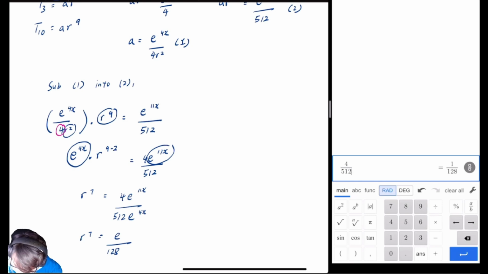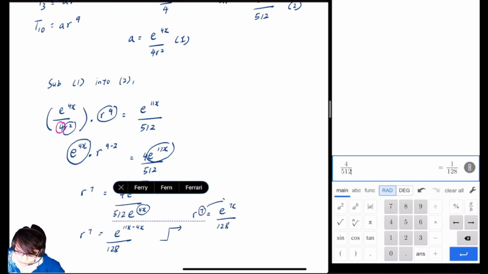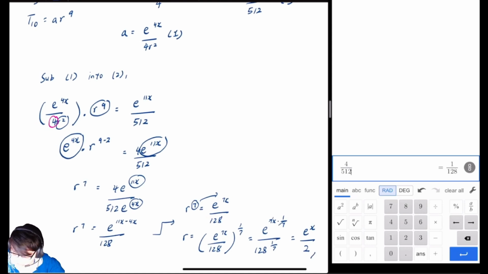Note that since it's divided here, we can play around with the power: 11x minus 4x. So you will end up with r to the power 7 equals e^(7x) over 128. The final step, just move this over to the other side, so it will become e^(7x) over 128, to the power 1 over 7. You can also rewrite them as e^(7x) to the power 1 over 7 divided by 128 to the power 1 over 7. The bottom one is going to give you 2, and the top one just cancels off. You will get e^x over 2 as your common ratio.